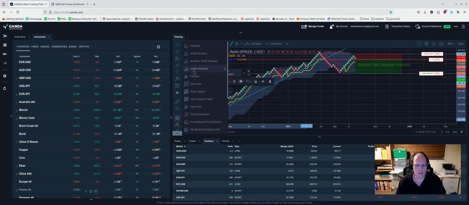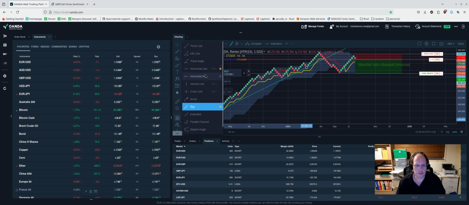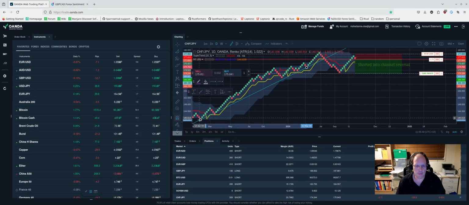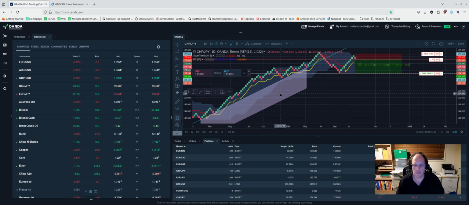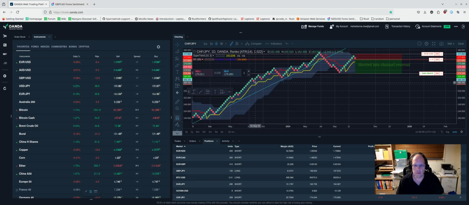Is it the pitchfork? I don't know. Gann fib, trend fib. What about a channel? Is there a channel line? You've got to make your own parallel channel. Okay, so I guess I click that, and then I click that, and then I click that. Ooh. I've never used this indicator before. It doesn't extend. I guess I've got to click here and format it.